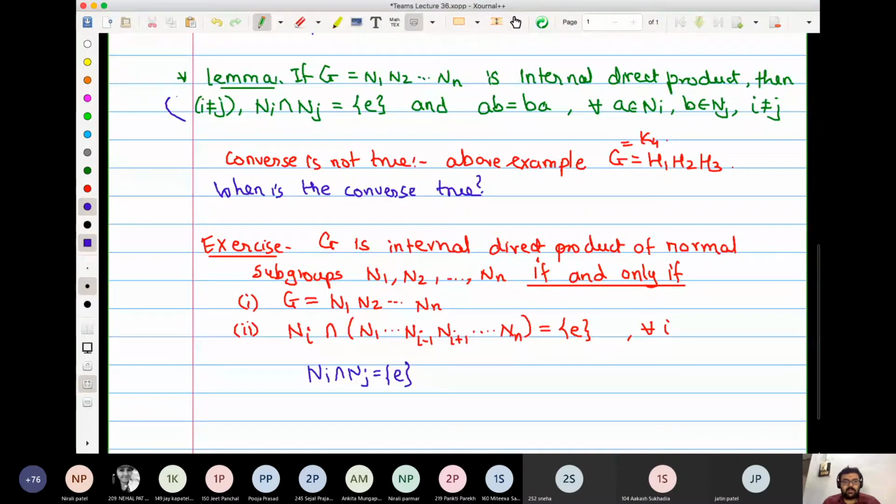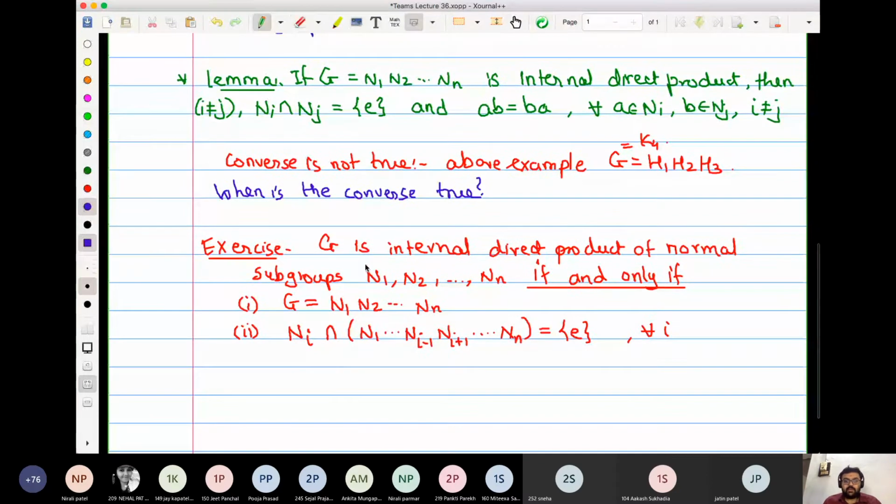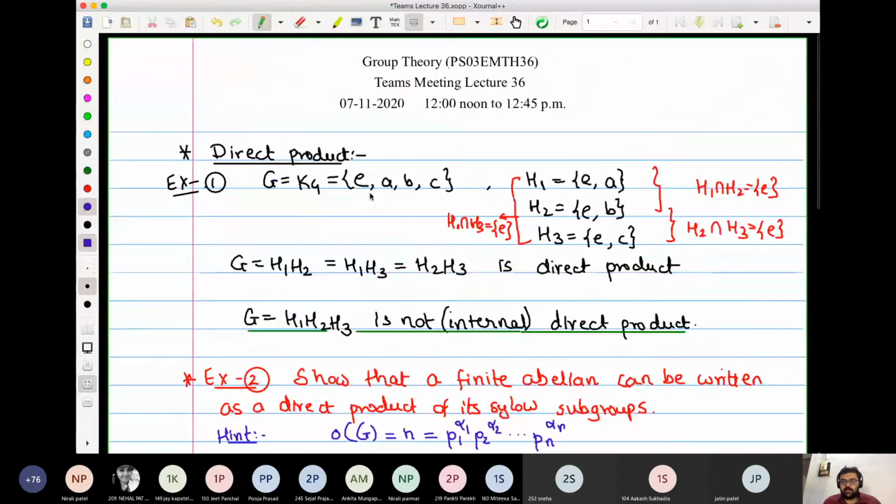We saw an example last time, the Klein four group. If you multiply all three of them, then this condition is satisfied. But G is not an internal direct product because the expression was not unique. E we can write as E, and E we also wrote as A, B, C, since A B equals C, and C times C is C squared, which is identity.